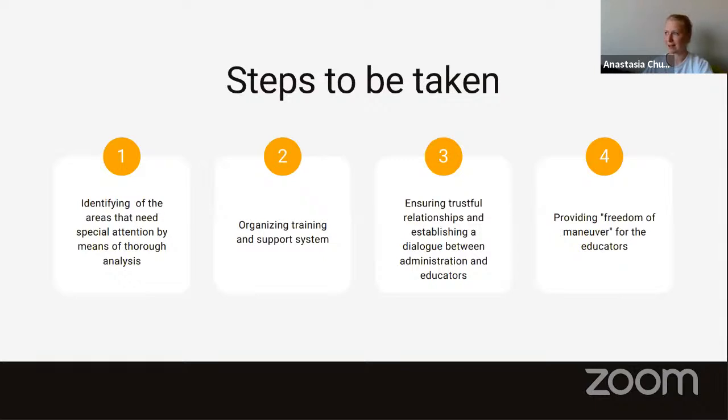And it is unlikely that we would go back to what we had before all that. So we have to basically restructure the whole thing. And for that, we need a collaboration of everybody. And the last one is the freedom of maneuver.